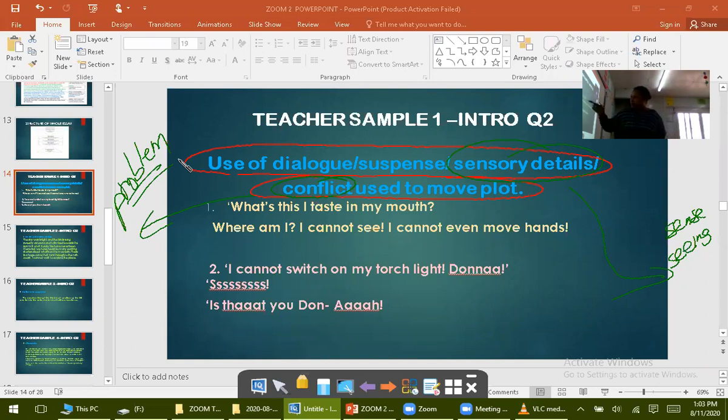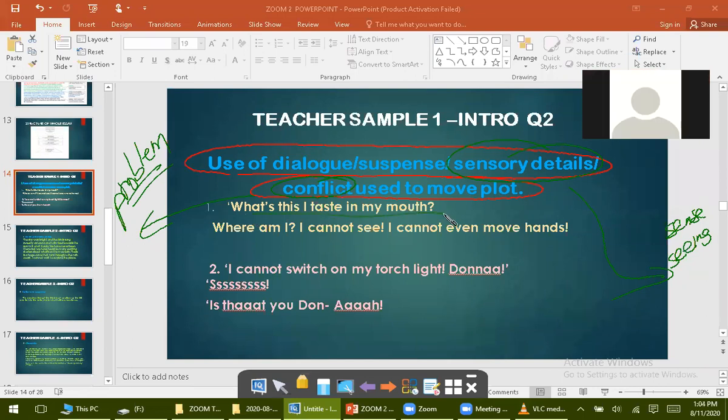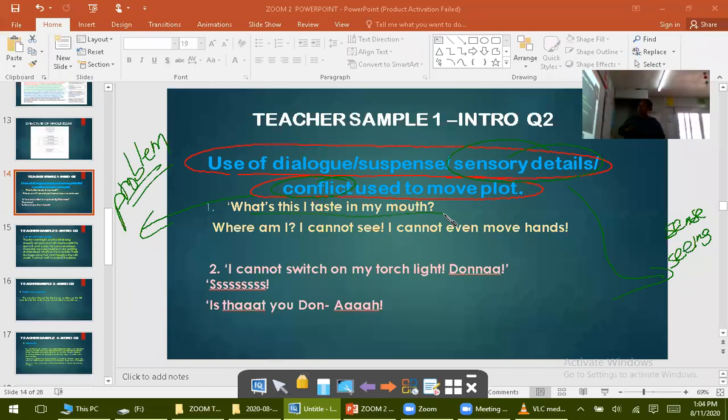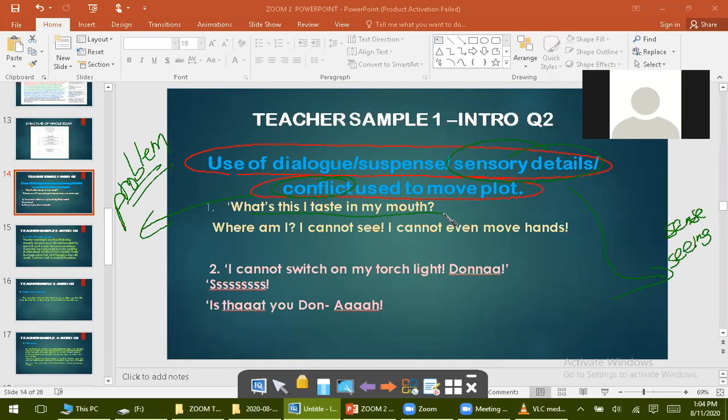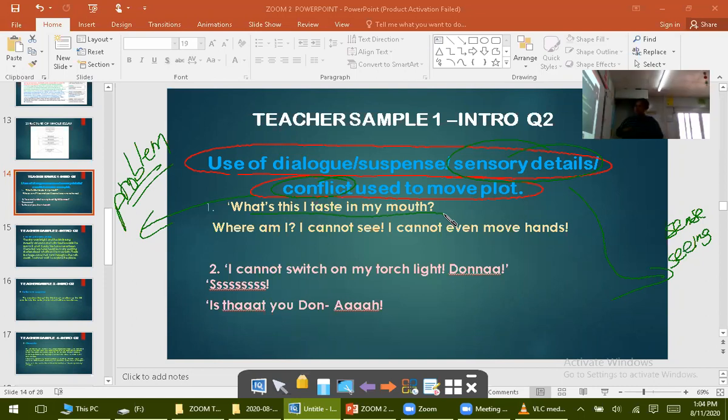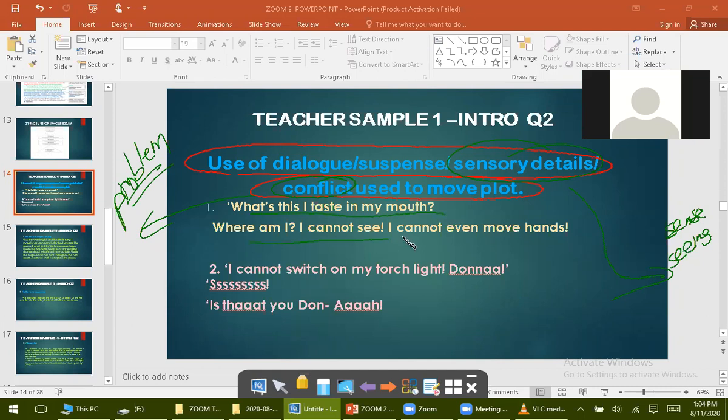All right, let's go to the first example. Can you read this? How do you read this? What's this I taste in my mouth? And continue. Where am I? I cannot see. I cannot even move my hands.